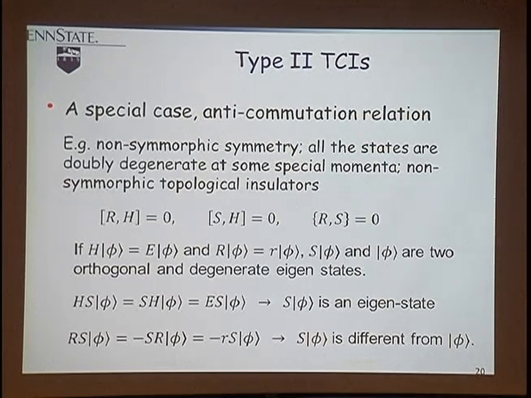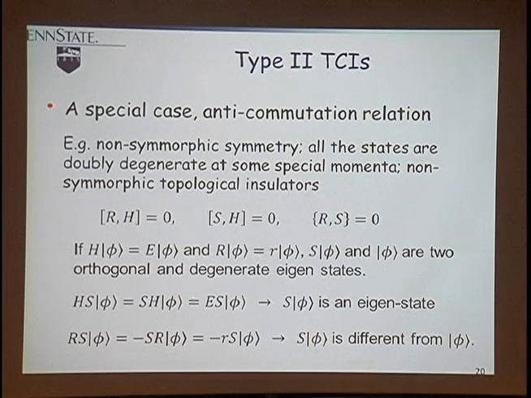Here we are talking about a special case. If you can find in a symmetry group two symmetry operators that not only do not commute with each other, but also anti-commute with each other, then what you will find is that all the states at this symmetry plane will always be double degenerate. This is the most important case for the non-symmorphic symmetry group.